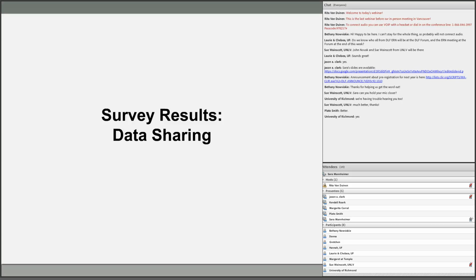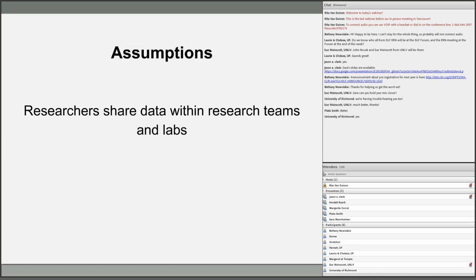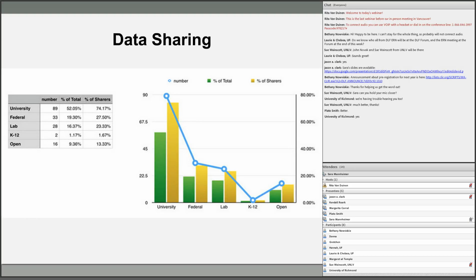The data sharing questions that we asked, our first assumption was that researchers do share data within research teams and labs. That was true. 90% of our researchers said that they share within the university. So we assume that much of that sharing is to support research collaborations and teaching. But we probably should have asked for clarification on this question just to really understand the nature of this sharing. So that is a lesson learned.